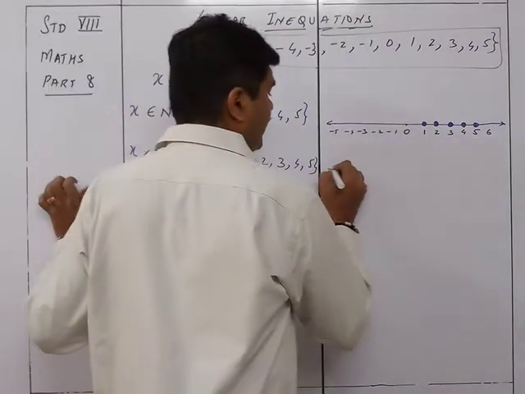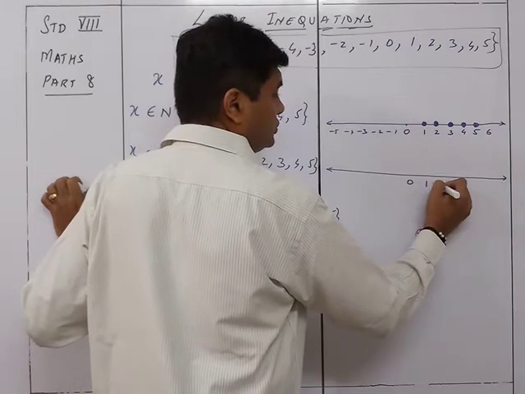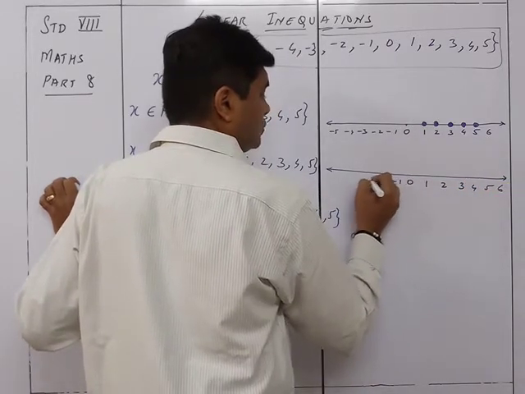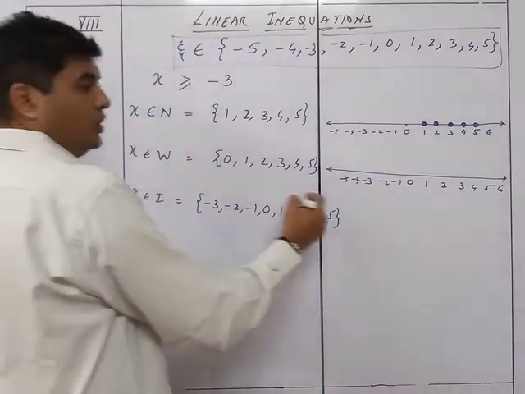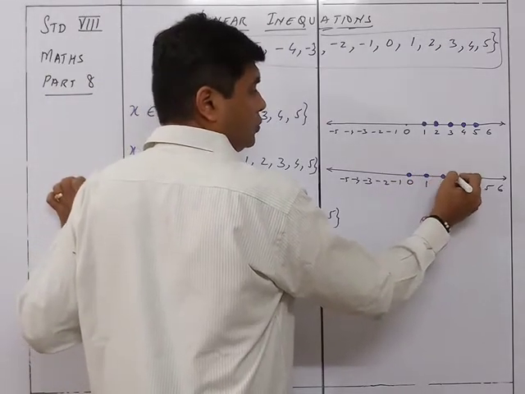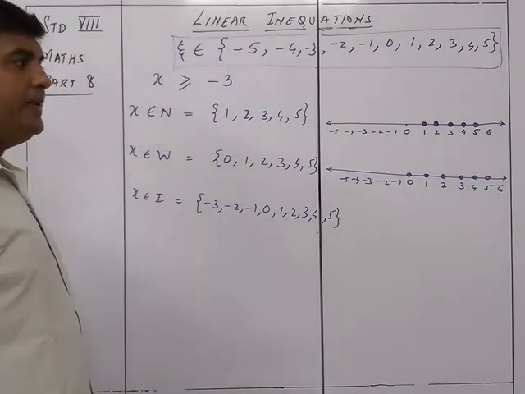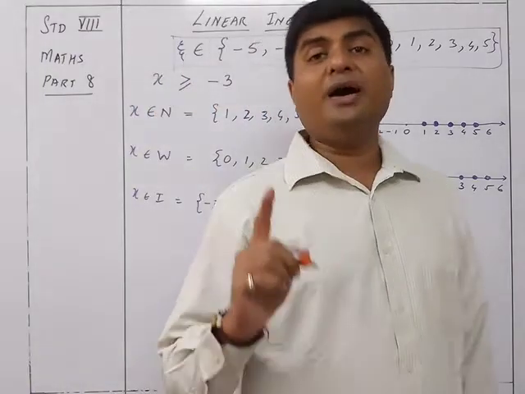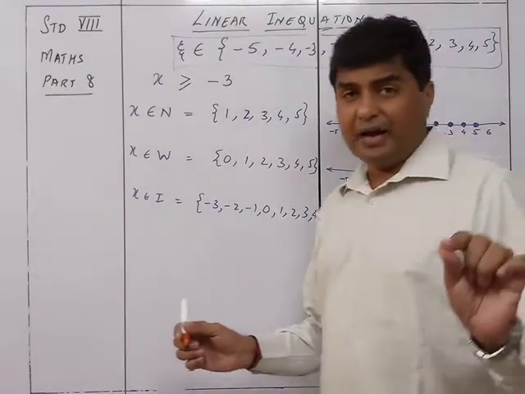Let's see the next one. We have the same kind of number line. We start with 0, 1, 2, 3, 4, 5, 6, -1, -2, -3, -4, -5, like this. It starts with 0, so we'll mark 0, mark 1, mark 2, 3, 4 and 5. This will be the answer, which is representing the answer on a number line. This is how you are going to represent the answer on a number line.